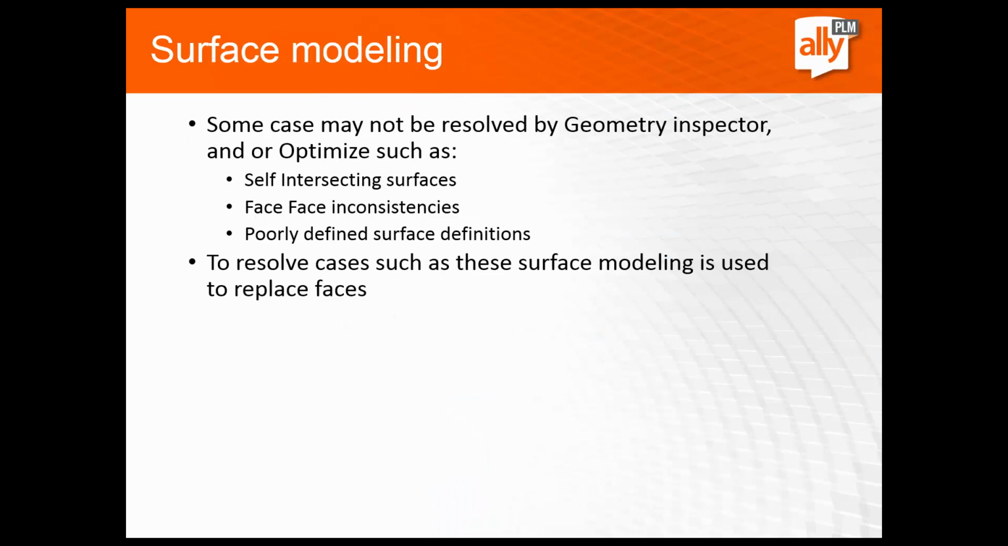In some cases, we may not be able to resolve those issues using the Geometry Inspector or optimize. So it'd be things like self-intersecting surfaces, face-to-face inconsistencies, or poorly defined surface definitions. To resolve those cases, we can just do some simple surface modeling to replace faces and fix the issues.